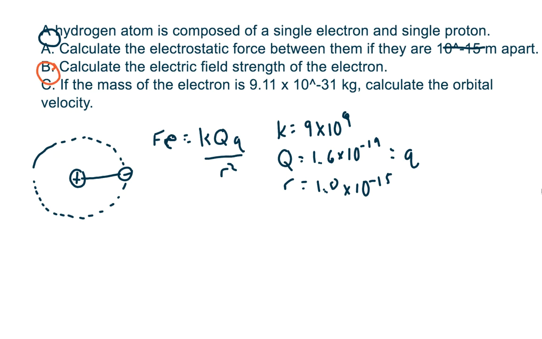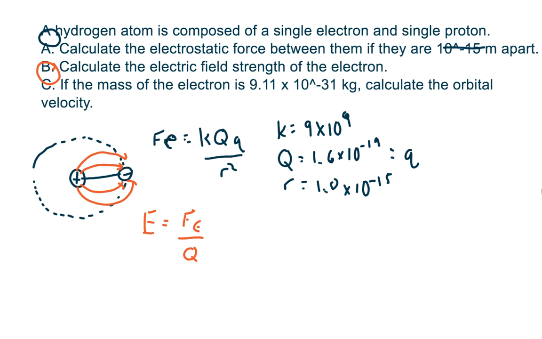Now, question B, calculate the electric field strength of the electron. Well, electric field strength, we can just symbol it as E, is defined as electric force divided by charge. It's basically how much force each charge is experiencing. Remember when we do those electric field lines like this? It's saying how much force would something experience if you were to put it on that line.